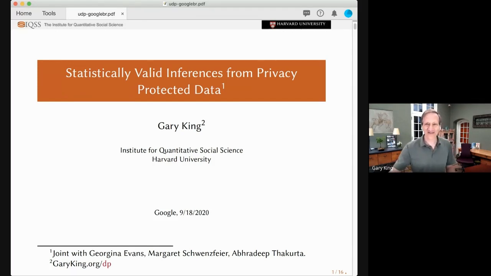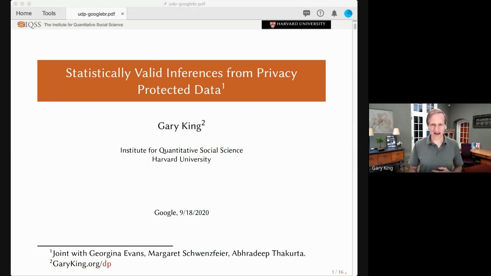So I'm going to talk about this paper, statistically valid inferences from privacy protected data. It's with Georgie and Meg, who are my graduate students. Meg, at the moment, is taking a leave. She's Joe Biden's chief data scientist, and with the one and only Aberdeep, who maybe you have heard of.